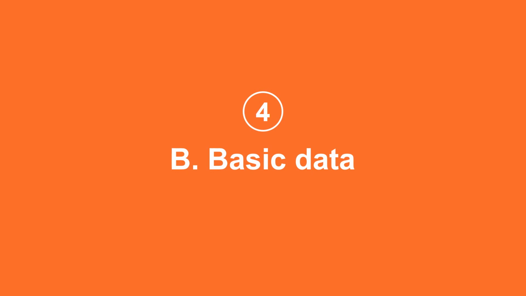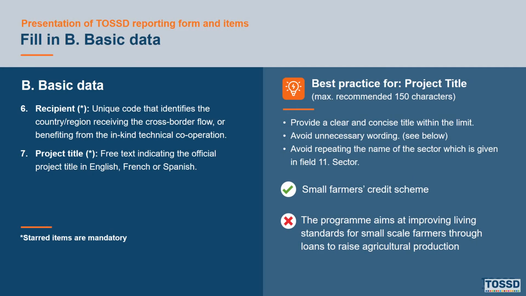Let's move now to the basic data. A number of reporting items are grouped in what we call the basic data. These include the recipient, where you should indicate a unique code that identifies the country or region receiving the cross-border flow or benefiting from the in-kind contribution.